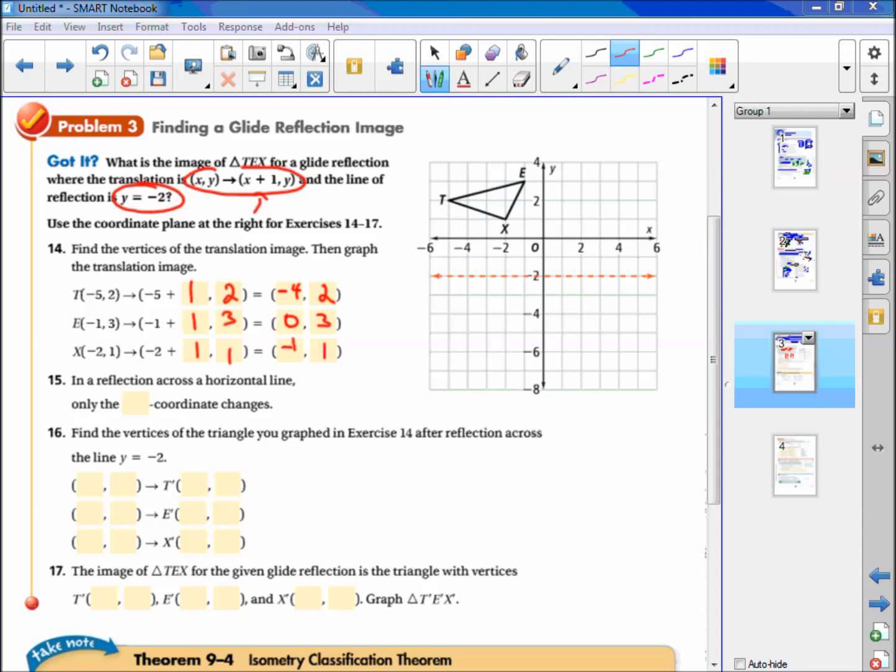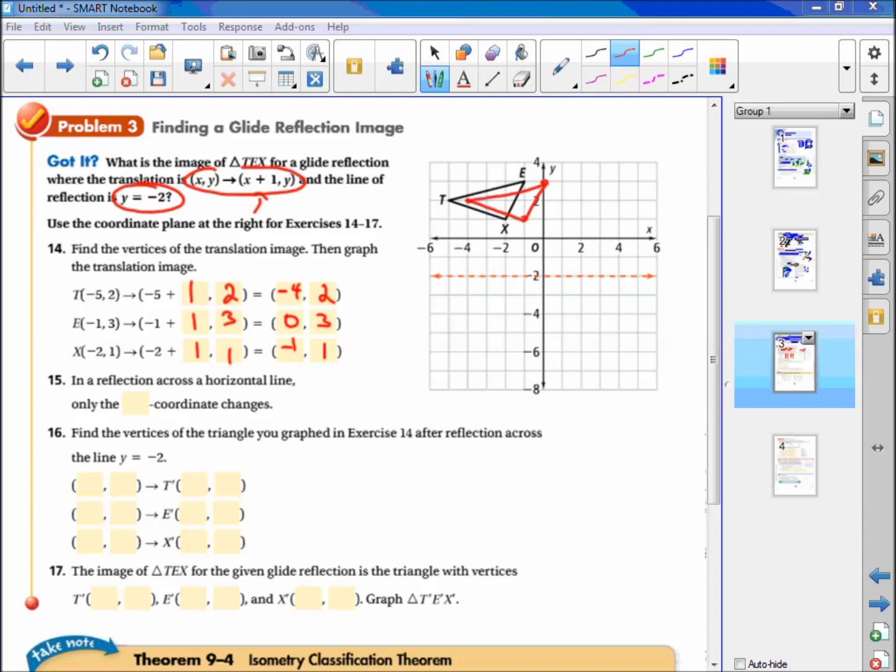All right, so we'll go ahead and plot that. So -4, 2 is right here. That just slid T 1 spot to the right. 0, 3 is right here. So that's slid E 1 spot to the right. And then -1, 1 is right here, and that slid X 1 spot to the right, which is what our translation was supposed to do.